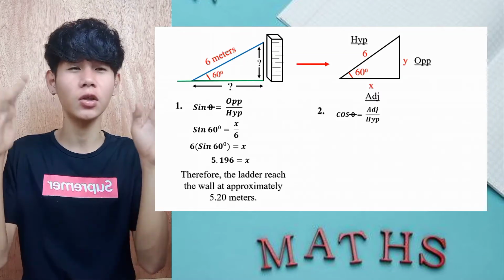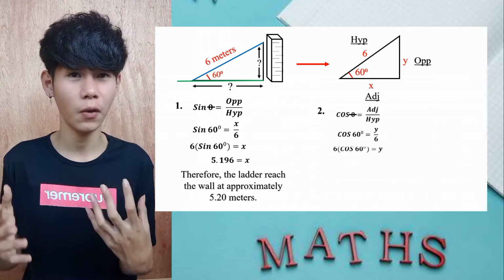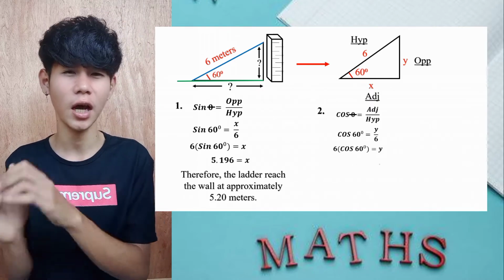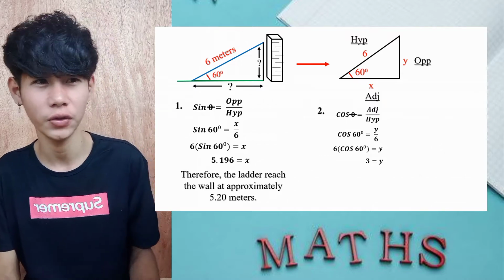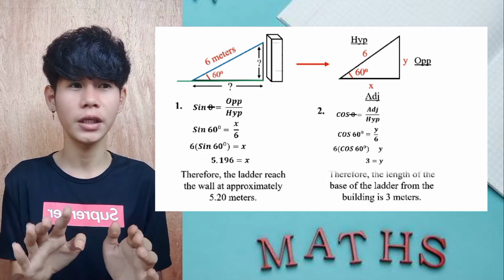Now in the second question, we will use the cosine, which is the adjacent over hypotenuse. Therefore, the length of the base of the ladder from the building is 3 meters.